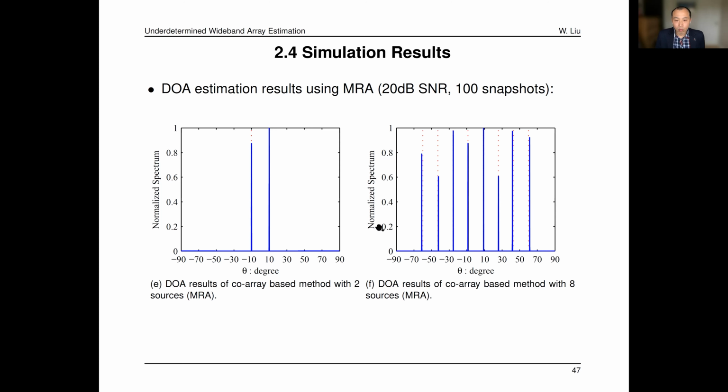And even more, because the MRA is a sparse array, you can use the co-array concept. You can estimate more sources. So here we increase the source number to 8. You have 5 sensors and 8 sources. With the traditional formulation, you will not be able to identify them, right? But with the co-array-based method, you can still identify them successfully.